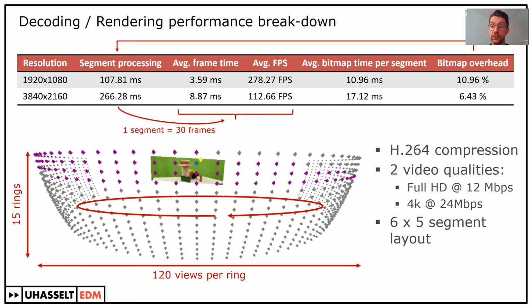In particular, you see an overhead of nearly 11% for the Full HD version of the dataset, and the 4K dataset has a smaller overhead of approximately 6.5%. This indicates that the time to create bigger bitmaps rises less rapidly compared to the time it takes to decode bigger light field source views.